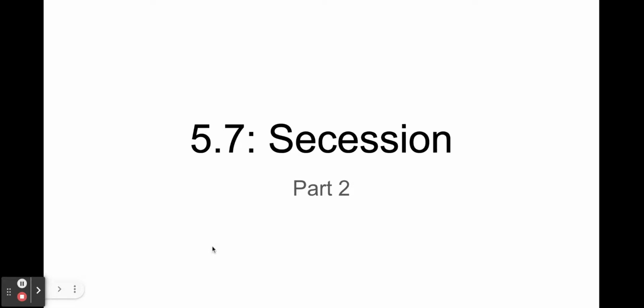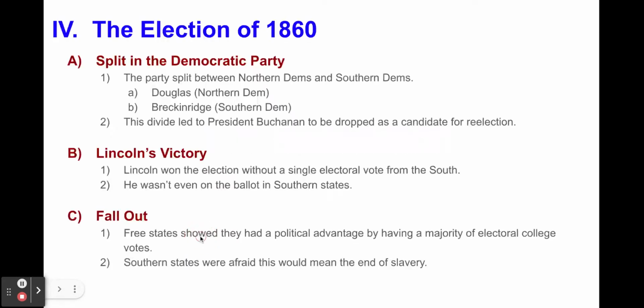All right, guys. In this video, we're looking at part 2 of the Road to Secession, Standard 5.7. We'll begin with the election of 1860. There was a split in the Democratic Party. The party split between Northern Democrats and Southern Democrats, as we talked about before.